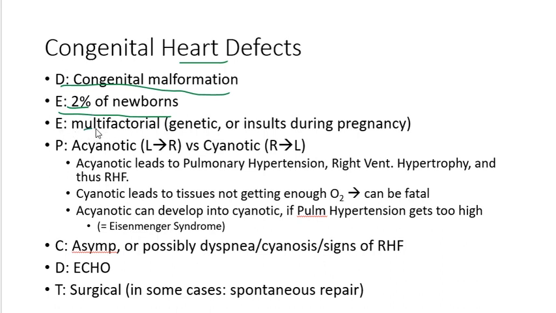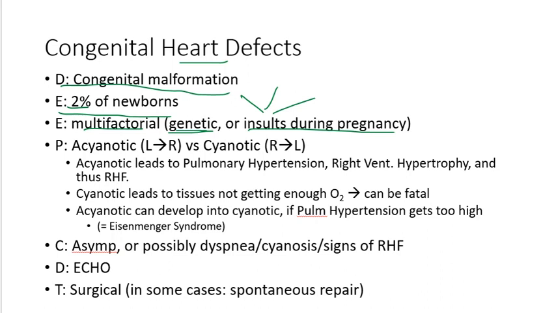The etiology is multifactorial. It is either some genetic defect the child has, or there was some sort of insult during pregnancy. Some insults include smoking during pregnancy, alcohol during pregnancy, radiation during pregnancy, and that is basically it. So these are some main examples.